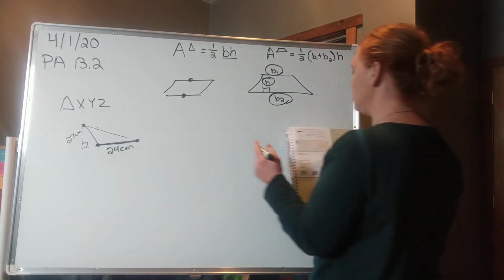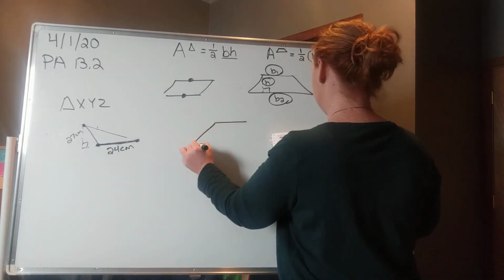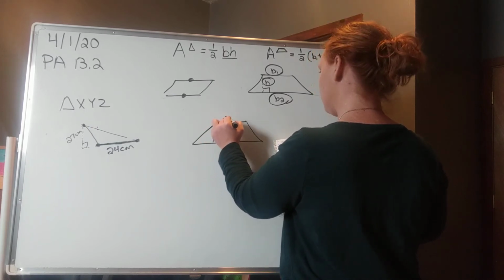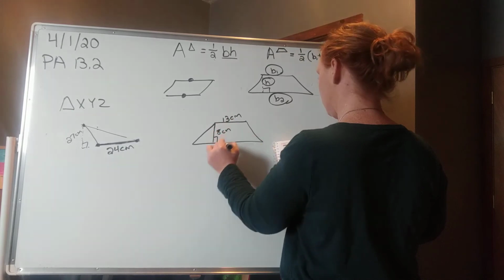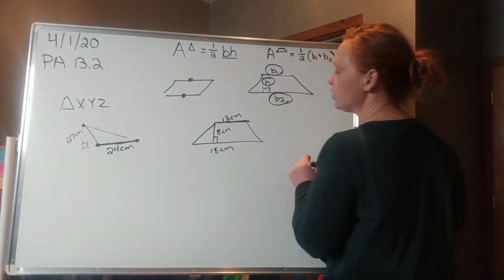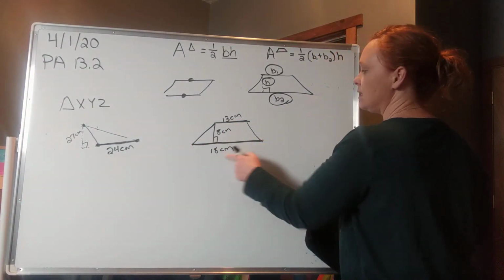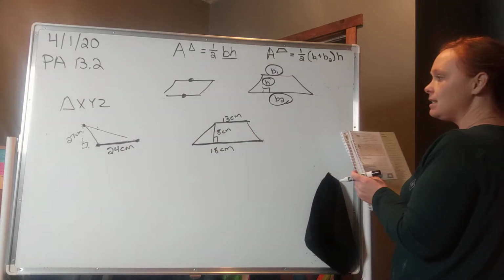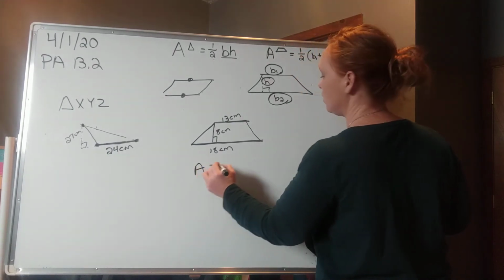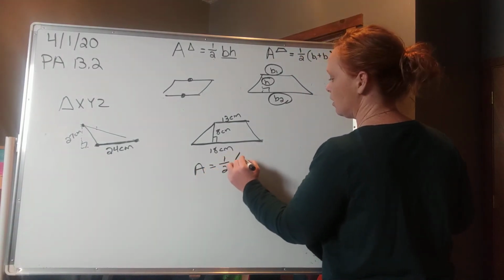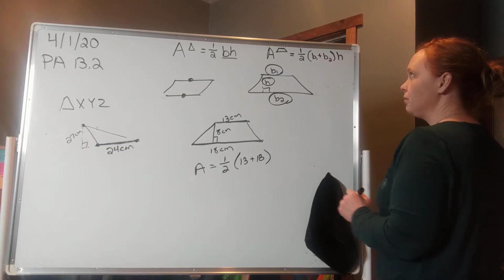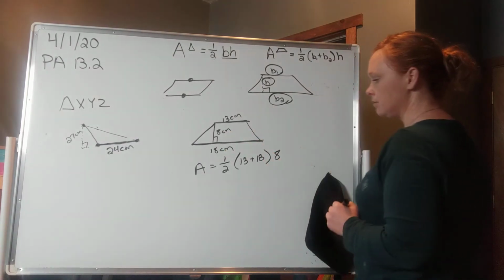Okay, so let's look at example 2. Gives us a trapezoid. Okay, so here we see that base 1 is 13 centimeters, base 2 is 18 centimeters, and the height is 8 centimeters. So we can plug this in to our formula. The area will equal 1/2 times 13 plus 18, base 1 and base 2, times the height, which is 8.